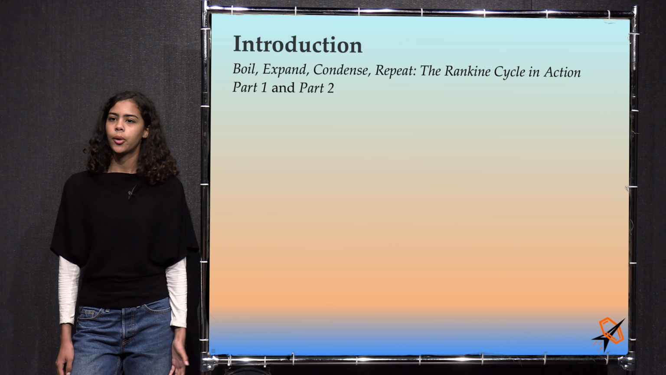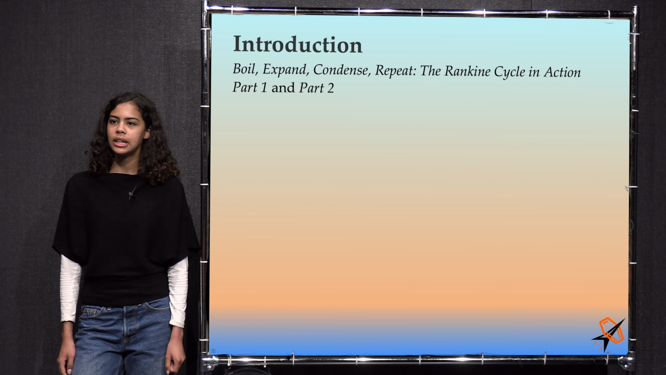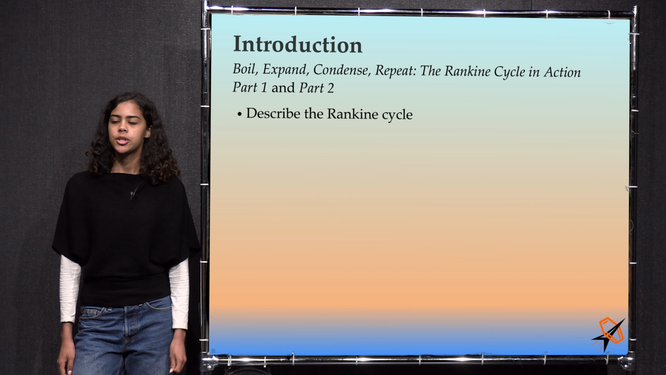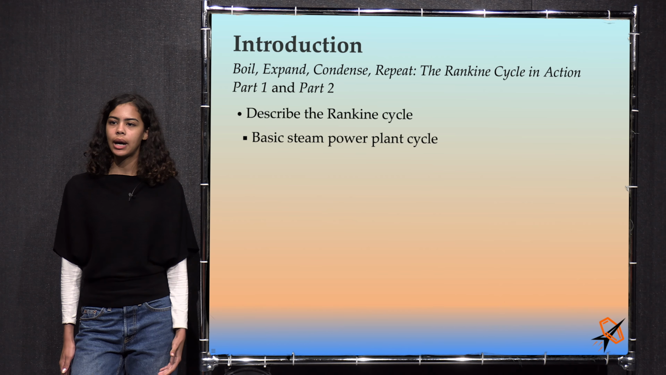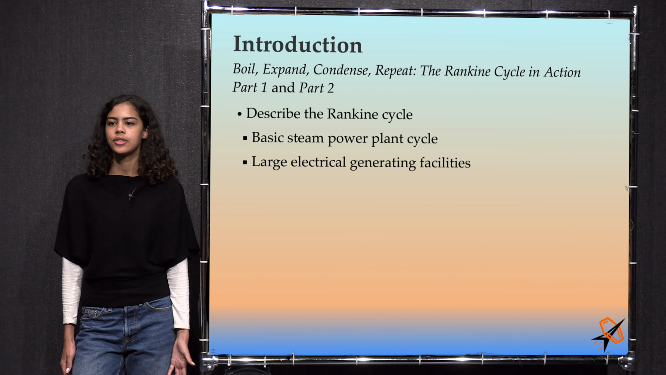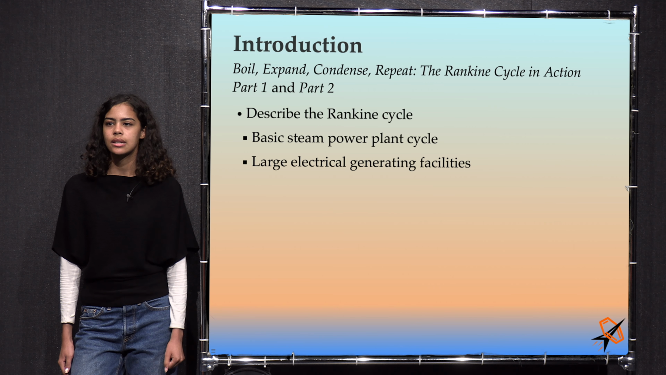These videos, Boil, Expand, Condense, Repeat, the Rankine cycle in action, Part 1 and Part 2, describe the Rankine cycle, which is the basic steam power plant cycle behind most of the large electrical generating facilities, whether it be powered by coal, natural gas, or nuclear energy in the United States and throughout the world.